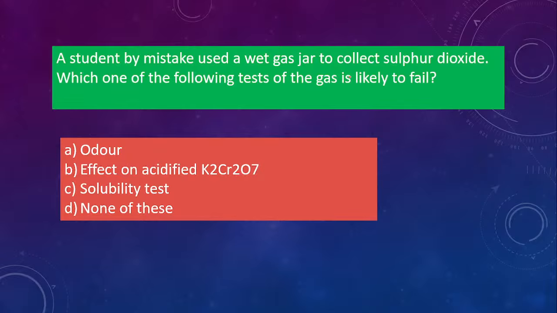A student by mistake used a wet gas jar to collect sulfur dioxide. Which one of the following tests of the gas is likely to fail? Option A, odor. Option B, effect on acidified K2Cr2O7. Option C, solubility test. Option D, none of these.